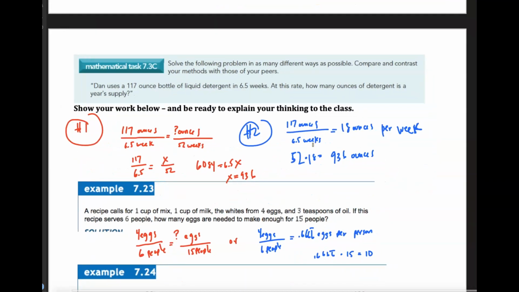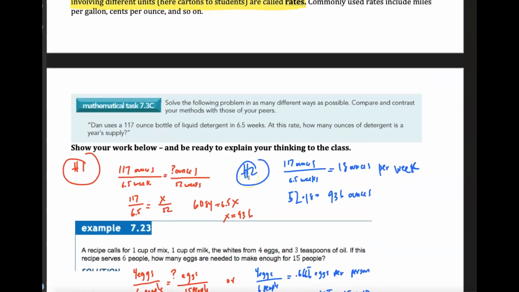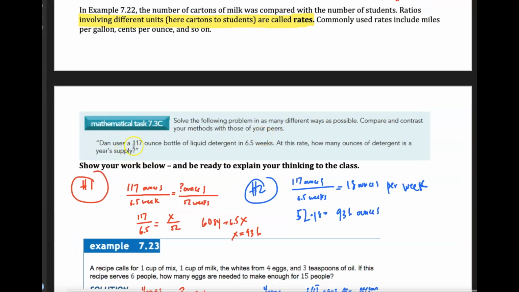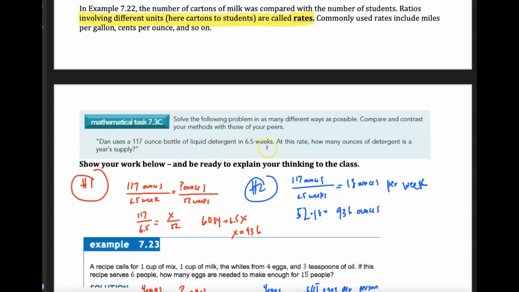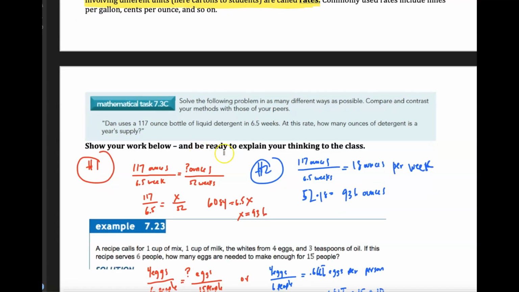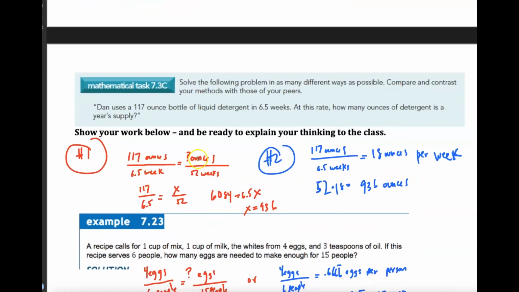Here's another task here to look at. And so you'll see here, solve the following scenario. Compare and contrast your methods with your peers here. And so here's the situation. 117 ounces for 6.5 weeks. At this rate, how many ounces of detergent is a year's supply? So I set this up 2 different ways, as you can see here. And as you look carefully, you'll see one is you would write it as a proportion. 117 to 6.5 is how many ounces to 52 weeks. Cross multiply, you get your answer.